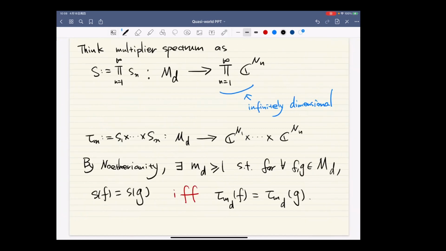Now we can also think of the multiplier spectrum as a map on the moduli space. Because the multiplier spectrum is the collection of all S_n, we can think of it as the product of all S_n. Then it's a map from M_d to an infinite product over n from 1 to infinity of C^{N_n}. But we see that the right-hand side is infinite dimensional. So maybe this causes some technical difficulty.